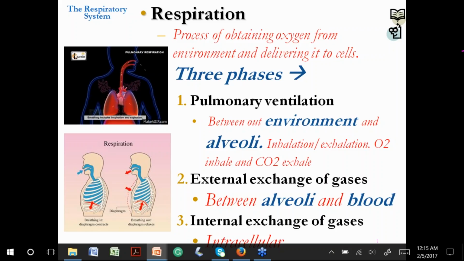Now we have the second phase, the external exchange of gases. In pulmonary ventilation, the gas exchange is mostly between the lungs and the outside environment, how the air or oxygen gets inside the alveoli. The external exchange of gases means the exchange of gases between the alveoli and the blood. This is the next level. And the third level is from the blood to the cells.